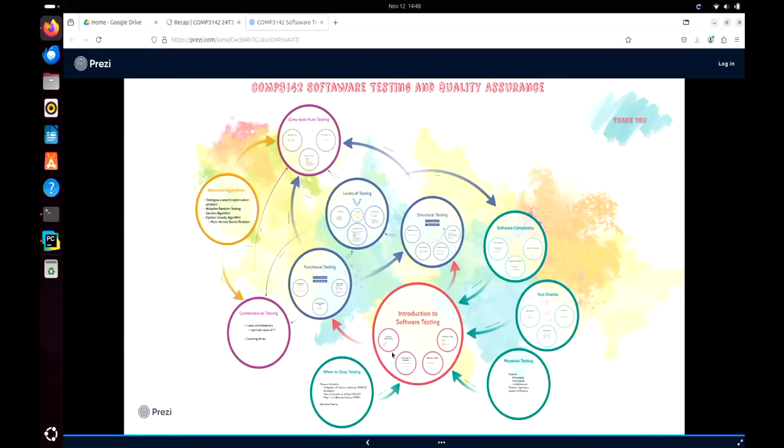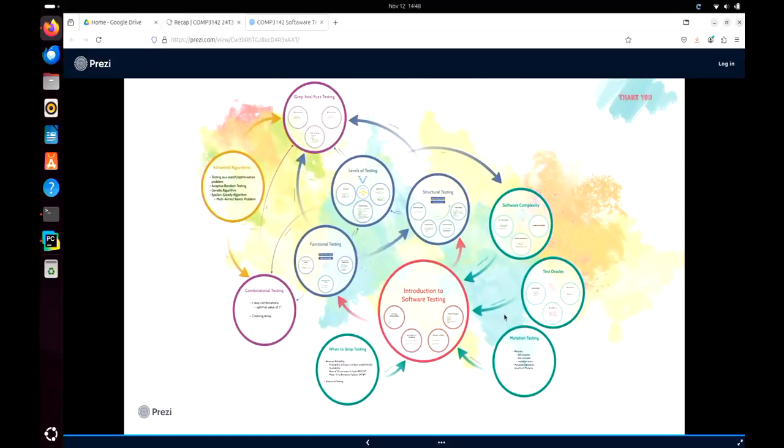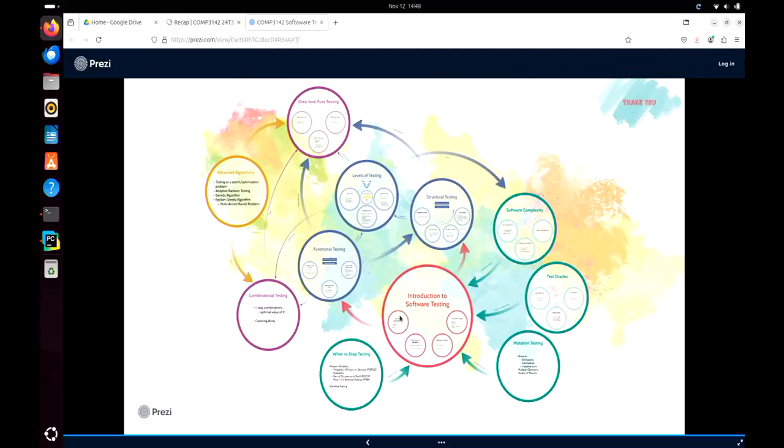The right circle here is the introduction. The dark blue ones are the fundamental concepts. The green ones are those concepts related to testing which can help testing. The purple ones are the practical techniques. And this golden or yellow one is the advanced algorithms, which can benefit the practical techniques we learned.